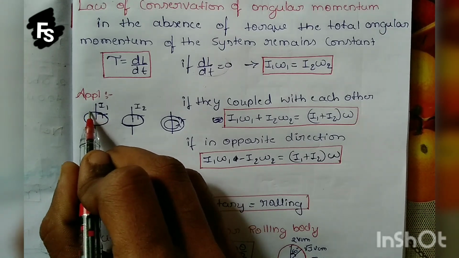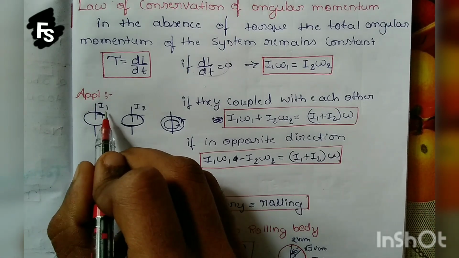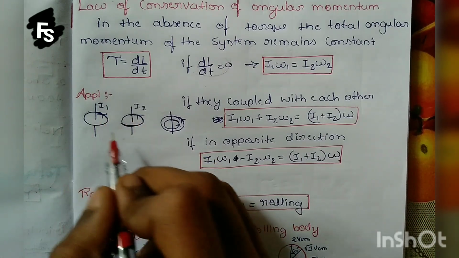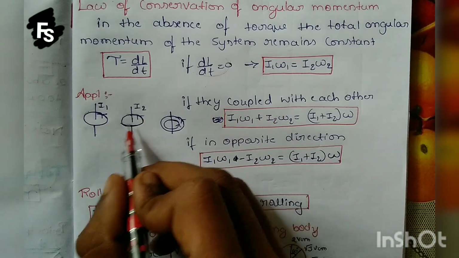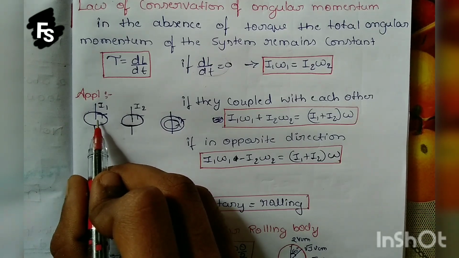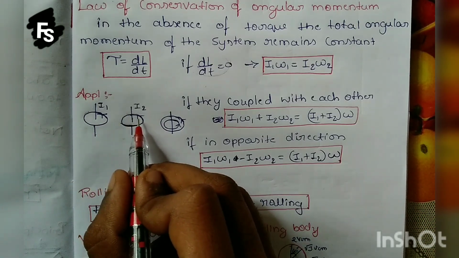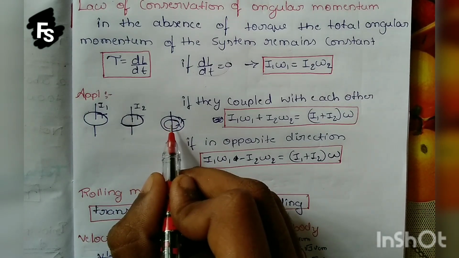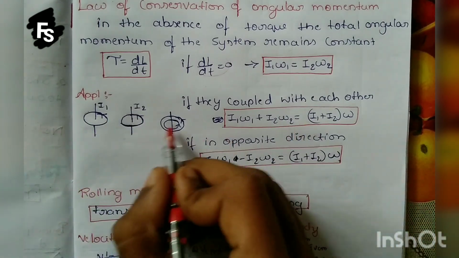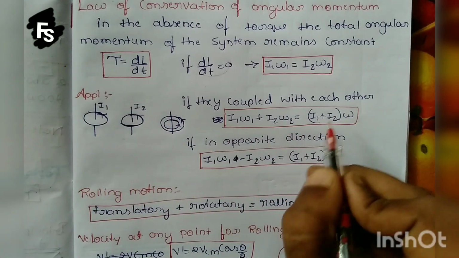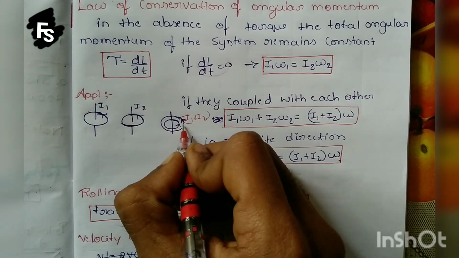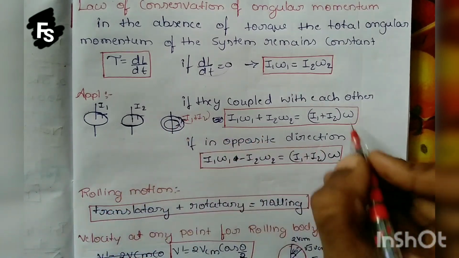If this ring is rotating like this with moment of inertia I1, and another ring with I2 in this direction, then they are coupled to each other. First, one has moment of inertia I1 with angular velocity omega 1, and the other has I2 with angular velocity omega 2. If they are coupled, then I1 omega 1 plus I2 omega 2 is equal to the coupled total, I1 plus I2 into omega. The moment of inertia will be added and they both rotate with the same angular velocity omega.